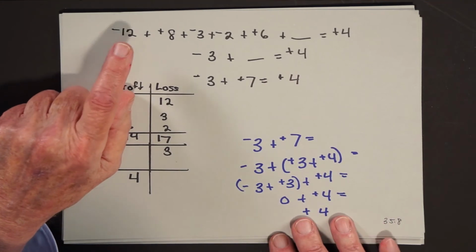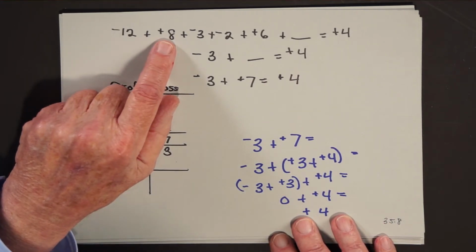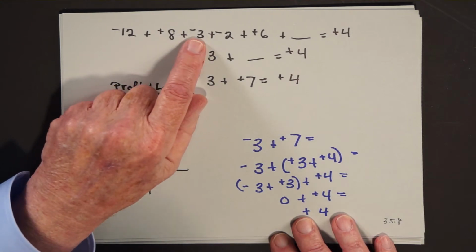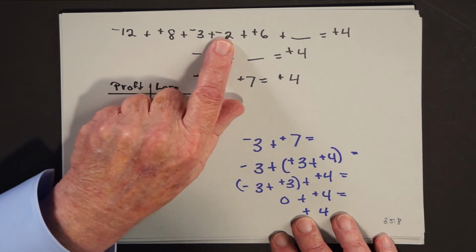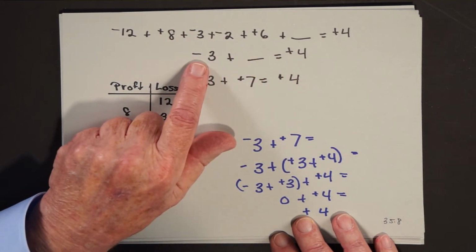All you have to say is what? Here's a $12 loss followed by an $8 profit. Okay, that's a $4 loss so far. Now I lose $3 more, that's a $7 loss. I lose $2 more, that's a $9 loss. I make $6, so I'm only down by $3.